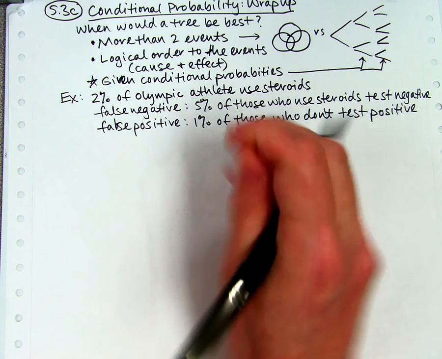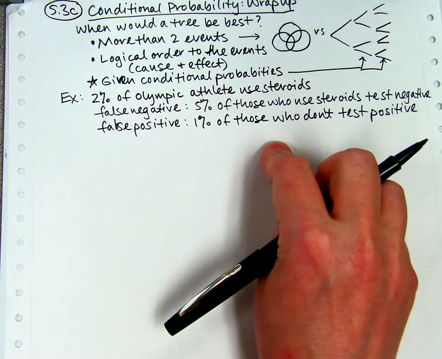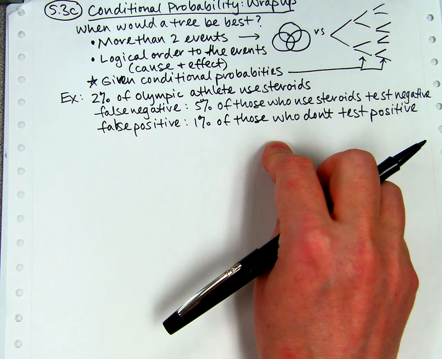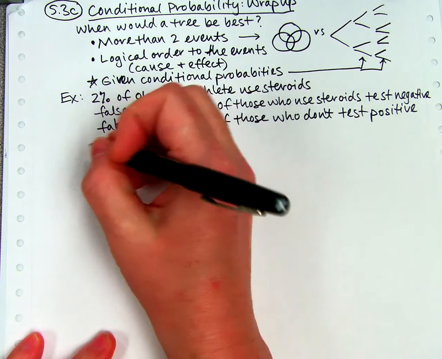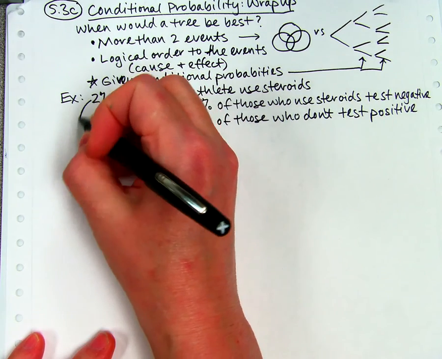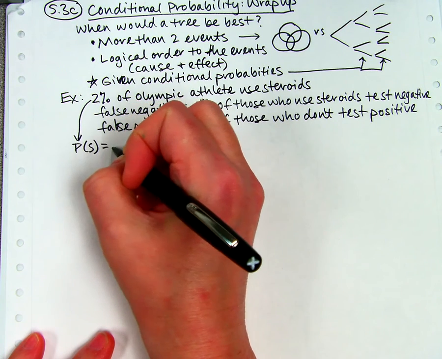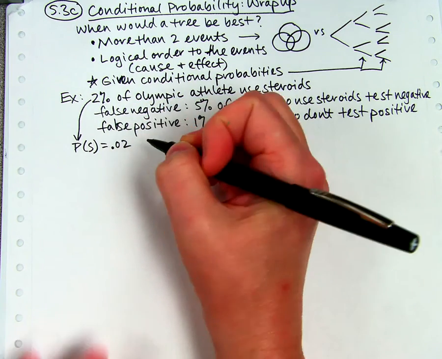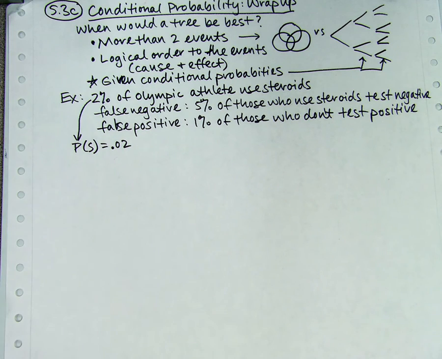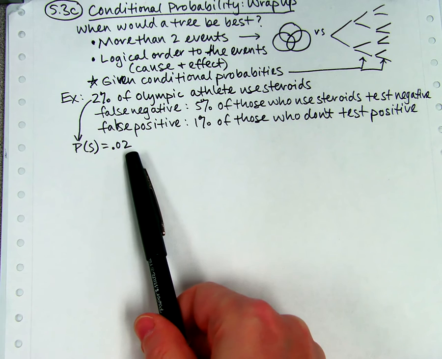So anyway, this information we're going to organize, and then we're going to answer a question about it. And let's organize our information just a little bit. This 2% is just the probability of steroids. And I'm going to change it into a decimal. For me, personally, it helps to write this type of thing down. The symbols help me organize my thoughts. So that's what I'm doing.